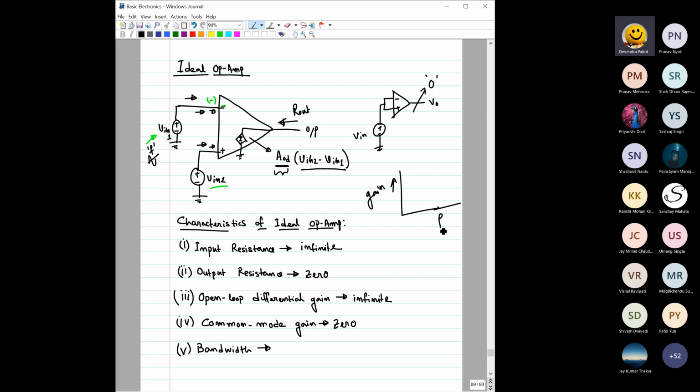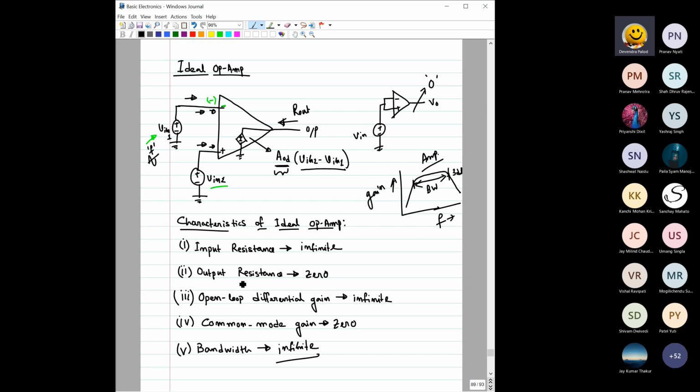You remember this type of characteristic from the BJT analysis. This is gain versus frequency, and we have observed this type of plot. Here, this is the 3 dB point, and this is the bandwidth. So for this type of amplifier, the bandwidth is fixed, means limited. However, if it is an ideal op-amp, this bandwidth is also expected to be infinite.